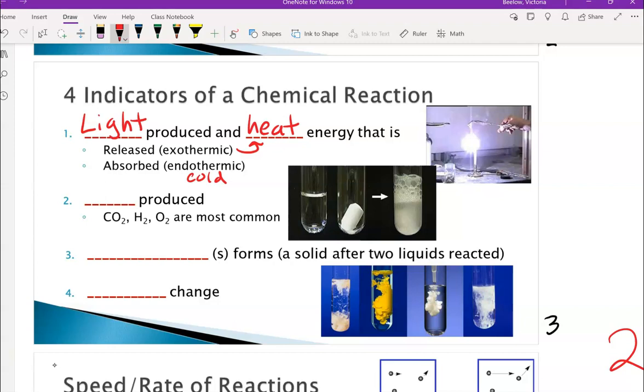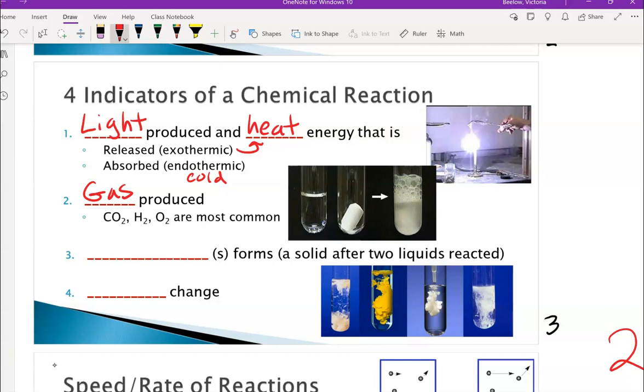Another indicator of a chemical reaction can be a gas being produced, such as bubbles. Usually that could be from like carbon dioxide, like when you combine baking soda and vinegar, that gas that's produced, that's actually carbon dioxide. You could also get other gases like hydrogen, which is really flammable, oxygen gas. You could get other gases that could be produced, but those are the most common that would result in bubbles.